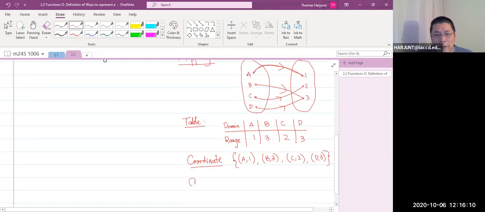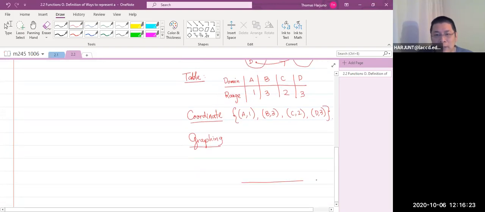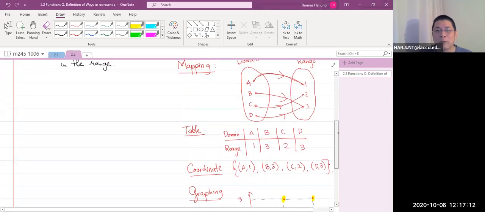The last one is by graphing, where the domain will be on the x-axis and the range will be the y-axis. So let's say this is my A, B, C, D. A goes to 1, B goes to 3, C goes to 2, D goes to 3. That's what the graph looks like.